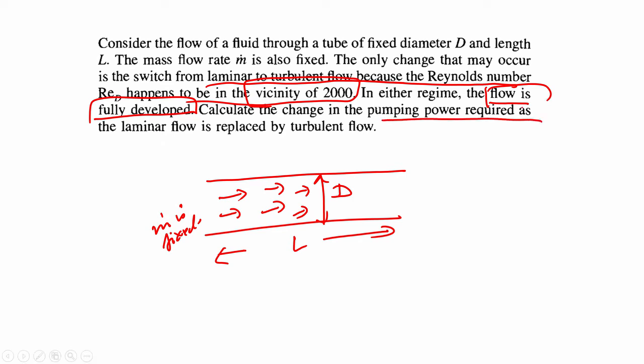Calculate the change in pumping power required as the laminar flow is replaced by the turbulent flow. Pumping power is basically given by how much pressure you need to put, and correspondingly how much mass you are pumping because of that.